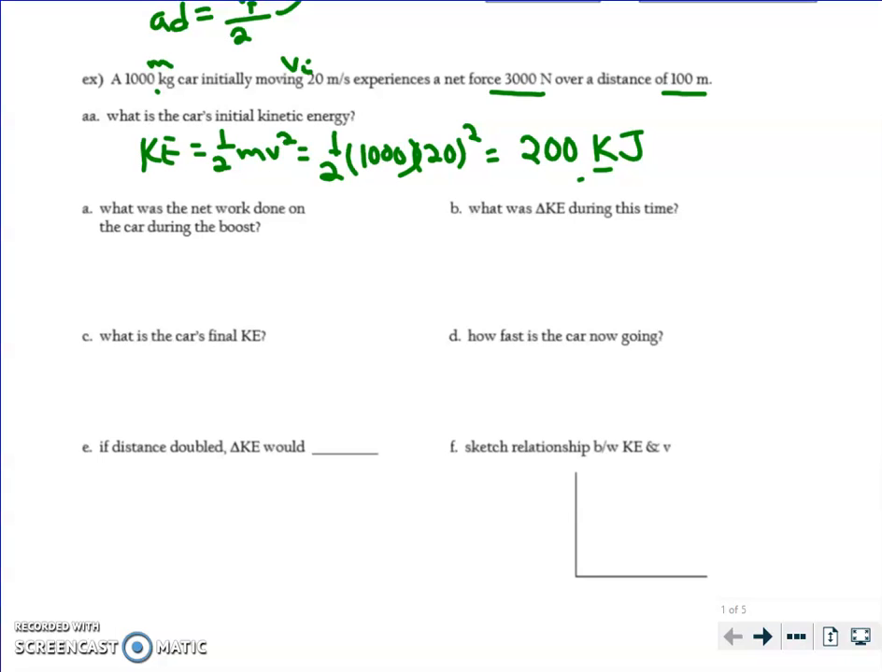All right, now we did work on it by pressing down on the gas pedal. So how much work was done on the car during the boost? Well, work is a force times distance. So you're told it felt a net force of 3,000 newtons.